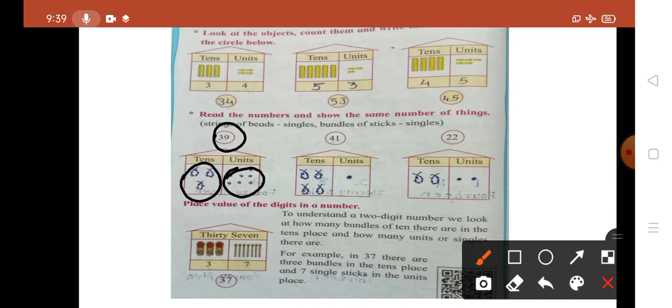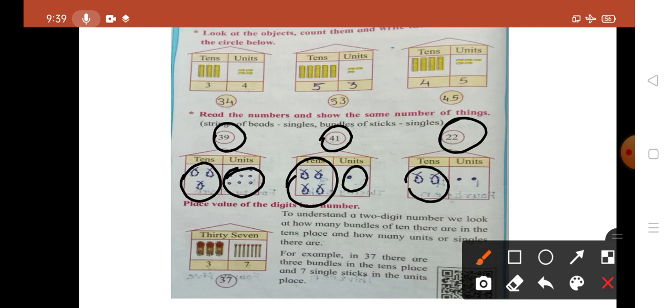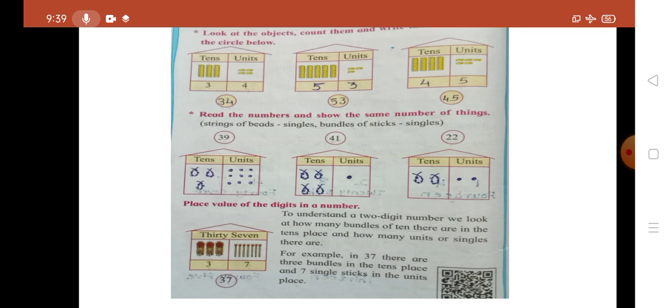Okay. And second one, what is the number? 41. So you have to draw 4 tens and 1 unit. Then here 22, you have to draw 2 tens and 2 units. Okay. Now see the last paragraph. Place value of the digit in a number. So in this paragraph, we will see the place value.